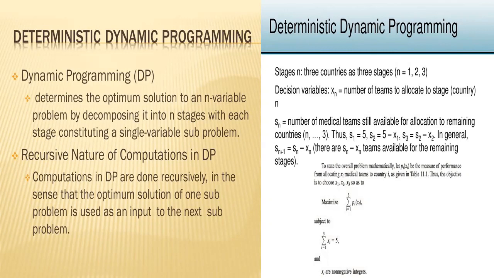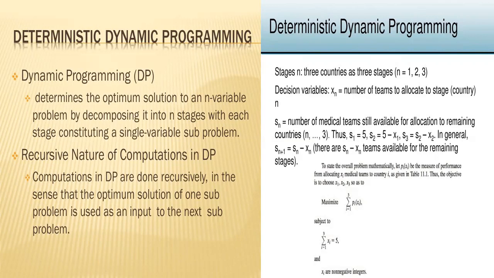In deterministic dynamic programming, in this other part of the slide, for example, there are three stages, and the decision variable xn is the number of teams to allocate to stage n, and Sn is the number of medical teams still available for allocating to the remaining countries. Thus, S1 is equal to 5, S2 is equal to 5 minus X1, S3 is equal to S2 minus X2. In general, Sn plus 1 is equal to Sn minus Xn.